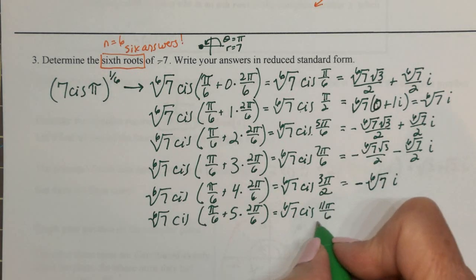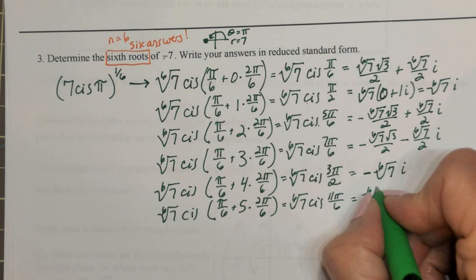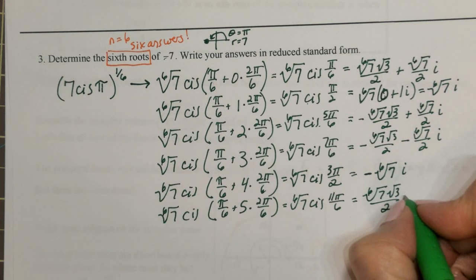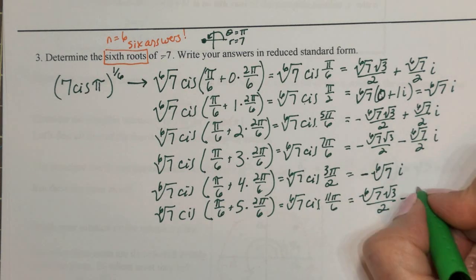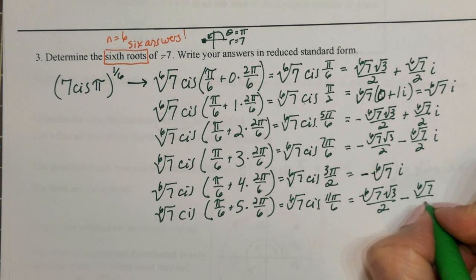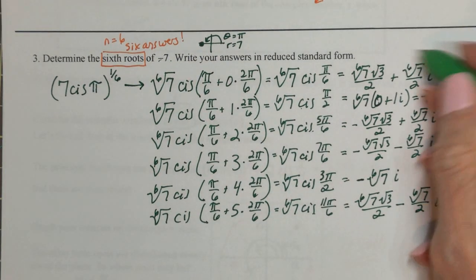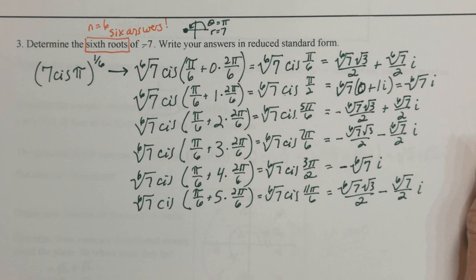Cosine of 11 pi over 6 is positive. So we'll have a positive 6th root of 7 times square root of 3 over 2, minus, because sine of 11 pi over 6 is a negative 1/2, 6th root of 7 over 2 i. All right, these are the reduced standard form 6th roots of negative 7.